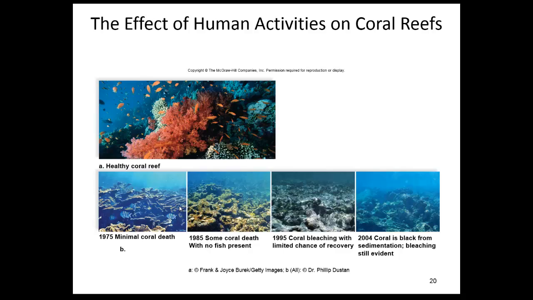So here's an example of how we've impacted the coral reefs. Back in 1975, very little impact on the coral reefs. And in 2004, we see significant irreversible damage to some of those coral reefs. And those coral reefs, again, impact other organisms. It's not just the one organism we're concerned about, but we're looking at all the other organisms that depend and rely on a healthy coral reef.